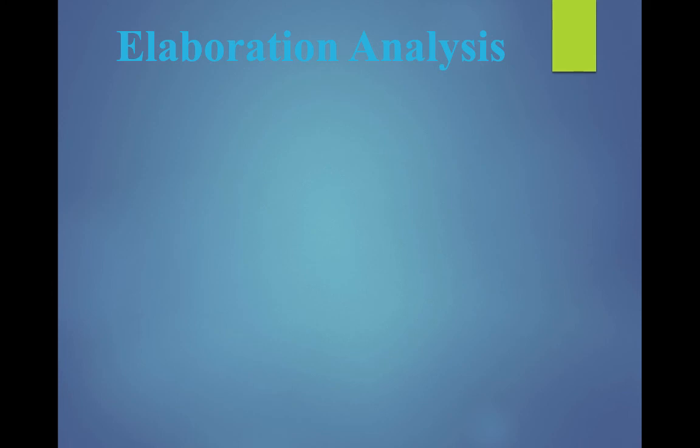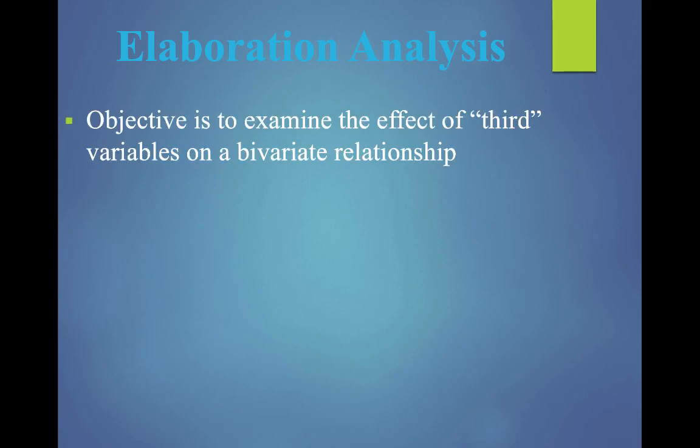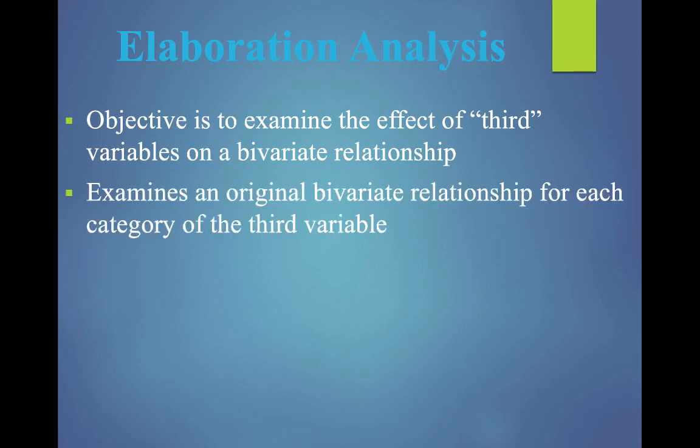All right, elaboration analysis. This type of analysis comes from the elaboration model, or the Columbia School, named after the researcher. It aims at elaborating on empirical relationships among variables in order to interpret that relationship, and it is a model for doing multivariate analysis. The objective is to examine the effect of third variables on a bivariate relationship. Basically, the way that works is it examines an original bivariate relationship for each category of the third variable.